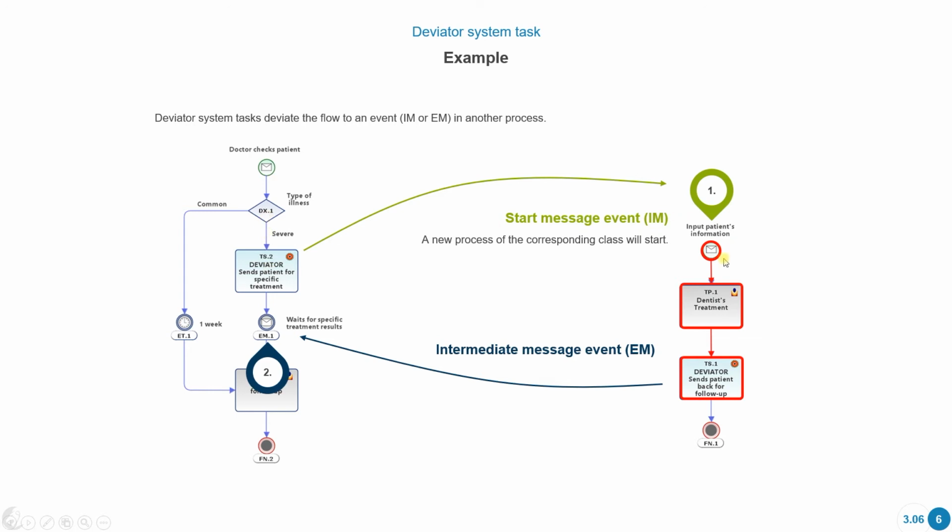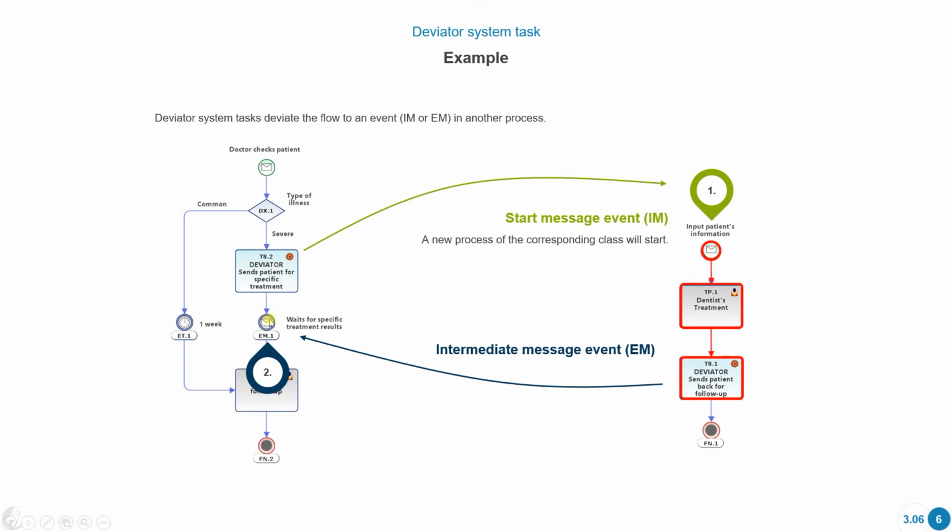So this second process, this one here, the one that says dentist treatment, this one could actually be managed independently. Let's say a patient comes directly to the dentist, the dentist gives the patient a treatment, and then the process could end. But it could also be triggered with a deviation. So this process here of the doctor sends the flow and the data to this other process. The dentist gives the patient a treatment, and then in this deviator system task, the flow is sent back to the source process. So these deviator system tasks are in charge of allowing the communication between both processes.